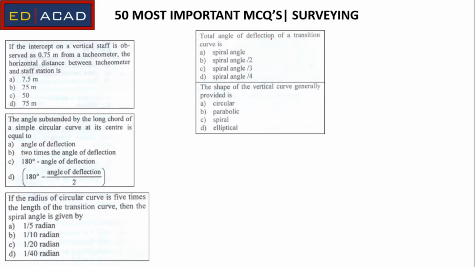The total angle of deflection of a transition curve is spiral angle by 2, spiral angle by 3, spiral angle by 4. So the angle of deflection is equal to spiral angle by 3. This formula you need to remember. So C will be the correct option.